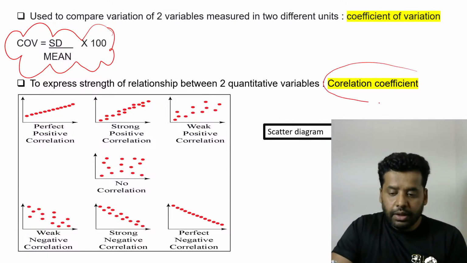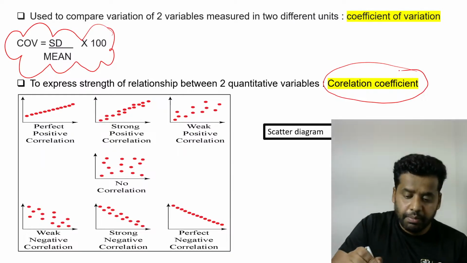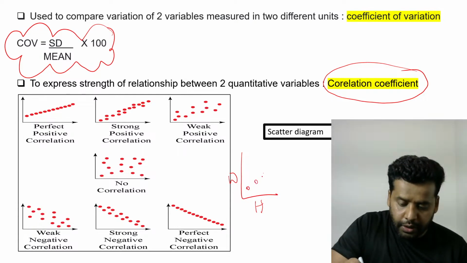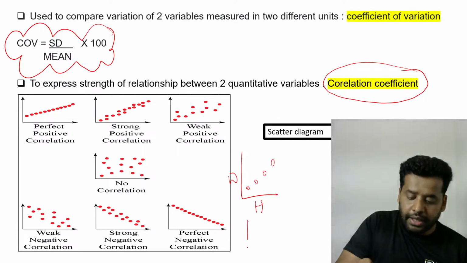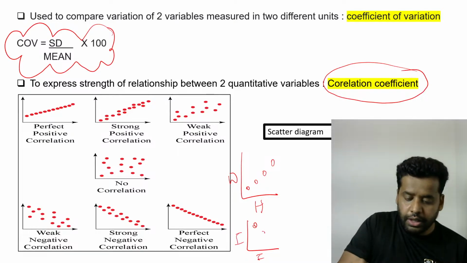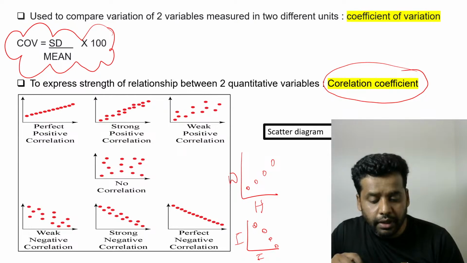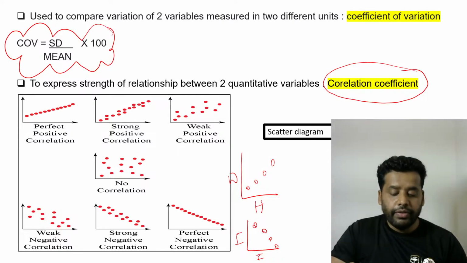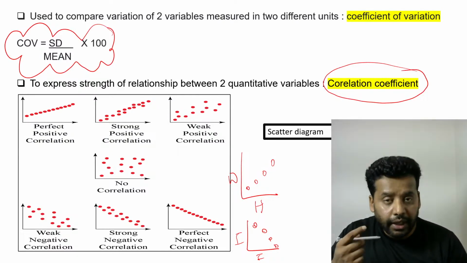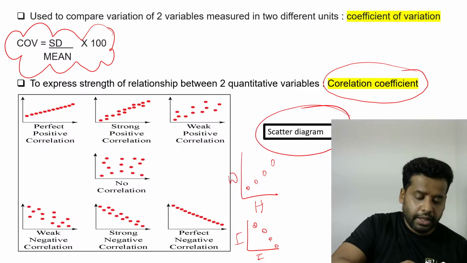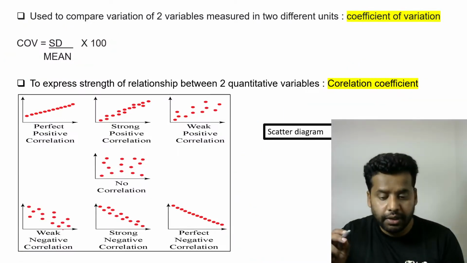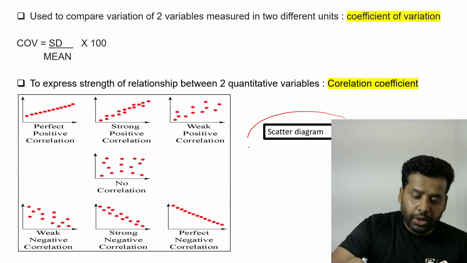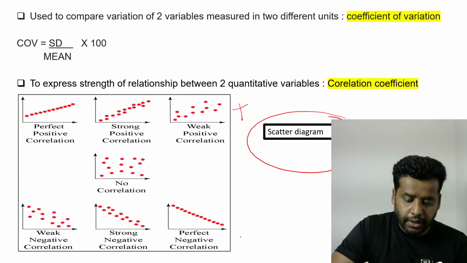If I want to compare the relationship between two variables, like for example height and weight, how they relate to each other, positive correlation. Or if I want to know income and infant mortality rate, how they relate to each other, negative correlation. Height, weight, positive correlation. Infant mortality rate and income: if income is increasing, IMR will decrease, negative correlation. Scatter diagram is used to represent correlation. This is the question. Scatter diagram is used to represent correlation. So there are two types of correlation, positive and negative.